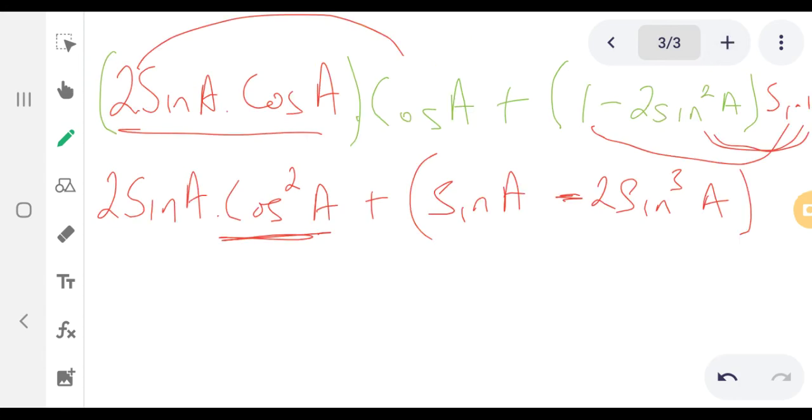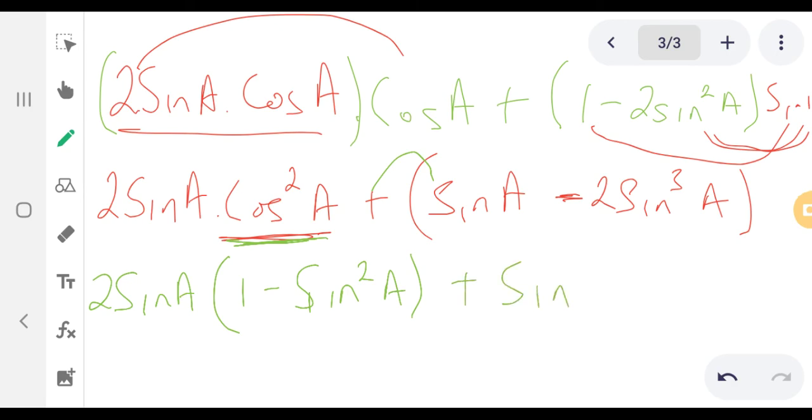So I'll come back this side and say, instead of writing this cos here, I know that it can be written as, so I will have 2 the sine of a multiplied by this whole thing here, which is going to be my cos squared a. I said it can be written as 1 minus the sine squared of a. Now here I have a positive multiplied by a positive, which is going to give me plus sine a. Positive multiplied by a negative is going to give me minus 2 the sine cubed of a.